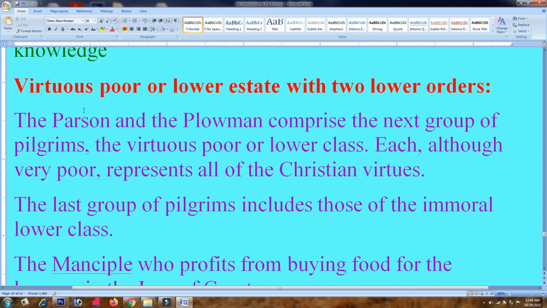Virtuous poor or lower estate with two lower orders. The parson and the plowman comprise the next group of pilgrims, the virtuous poor or lower class. Each, although very poor, represents all of the Christian virtues.